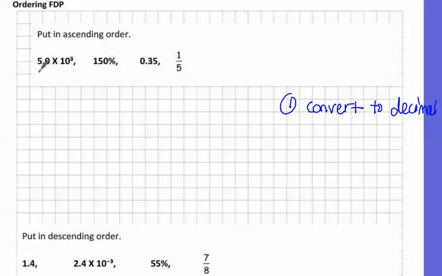This is a positive 3, so I'm going to move my decimal 1, 2, 3 places. To go from a percent to a decimal, I'm going to move 2 places to the left, and I'm going to multiply this by 2, numerator and denominator, to give me 2/10, so I can easily write it in decimal form. Make sure you line up the decimals.